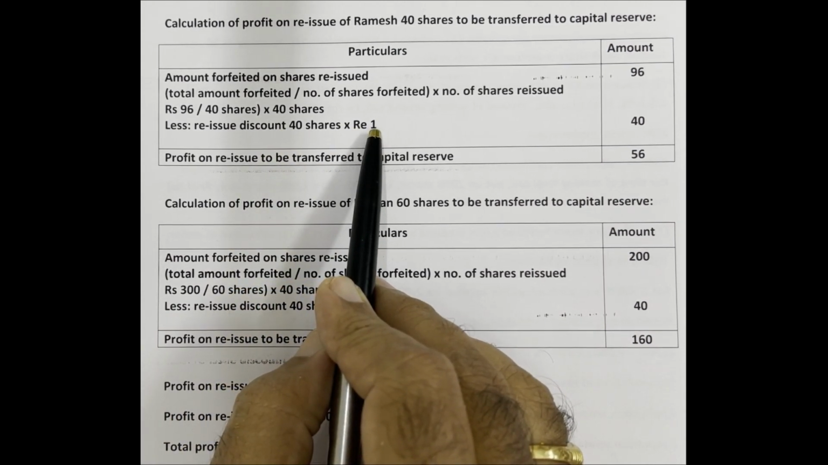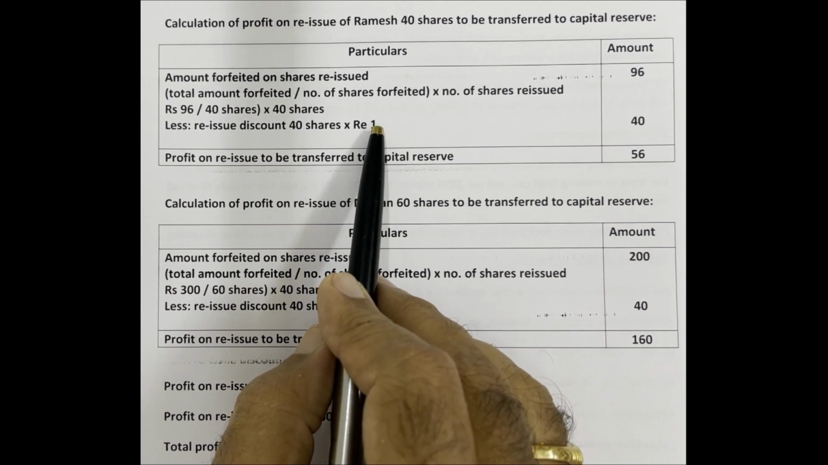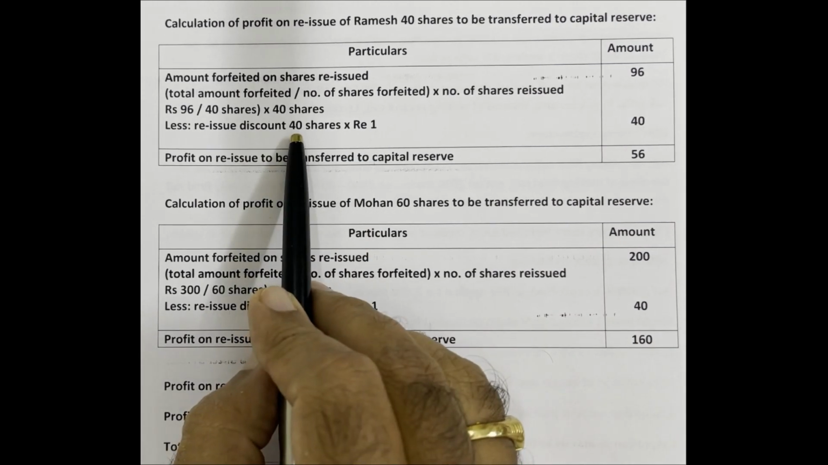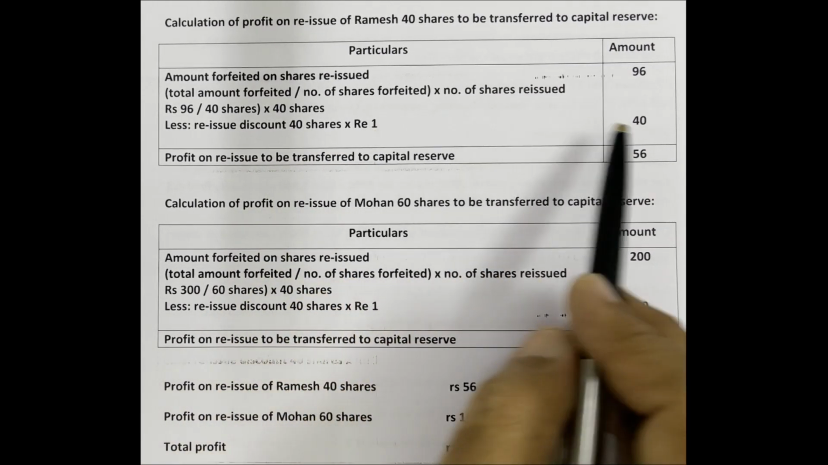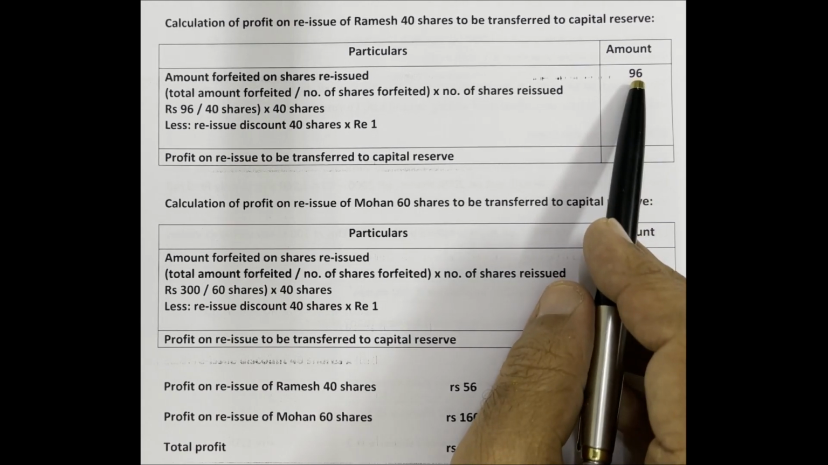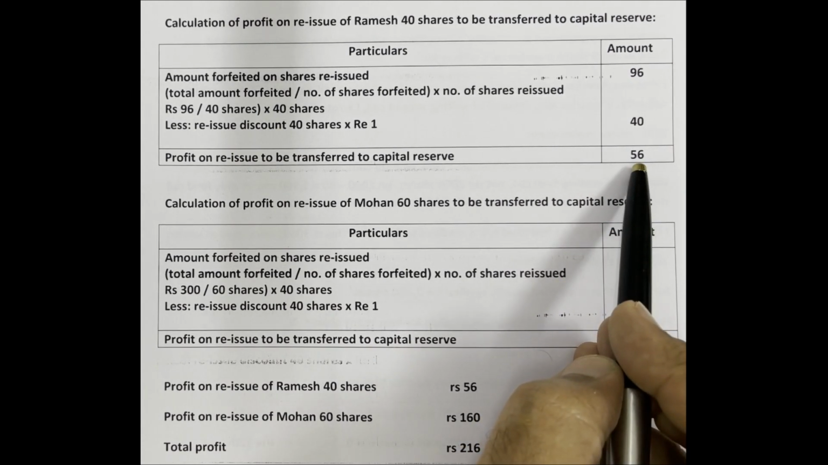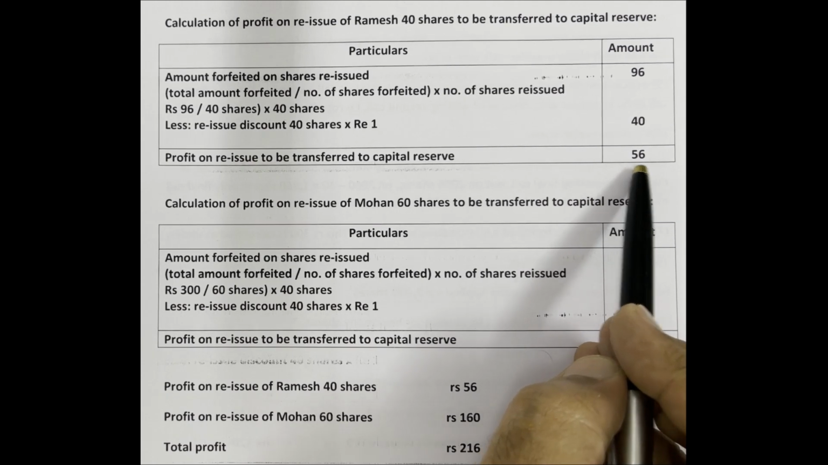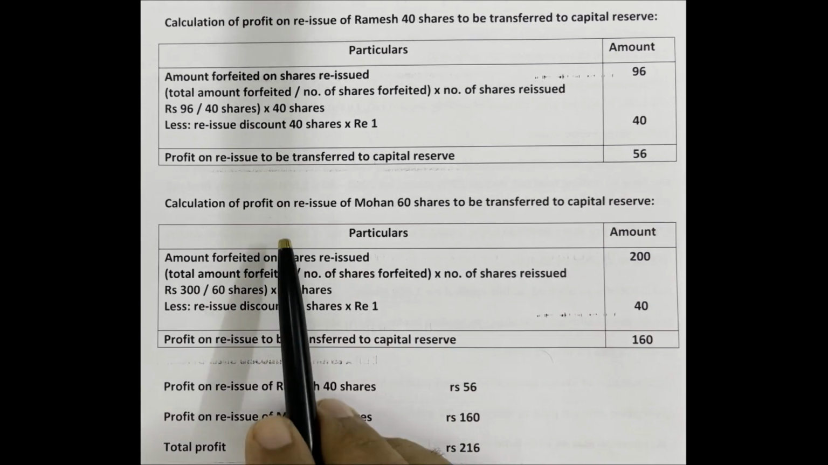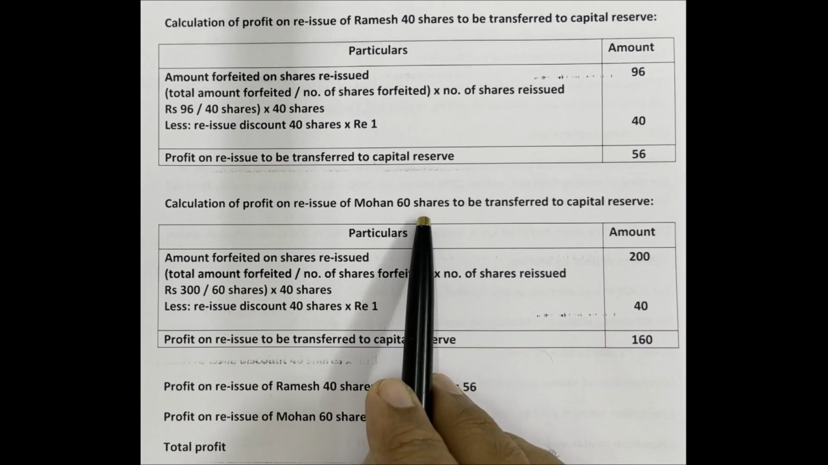Because in the books we wrote that shares are fully paid, but at the time of reissue from the public we are collecting only 9 rupees. On one share, the discount is 10 rupees minus 9 rupees, 1 rupee. On 40 shares into 1 rupee, 40 rupees is the discount. If you subtract that from 96, the remaining balance in share forfeited account, 56 rupees, we should transfer to capital reserve.